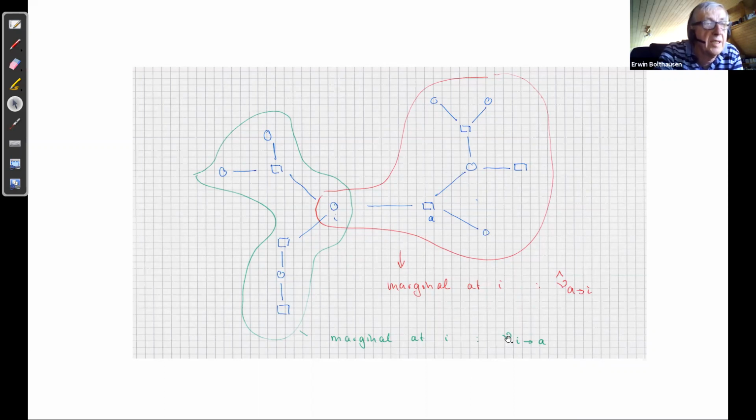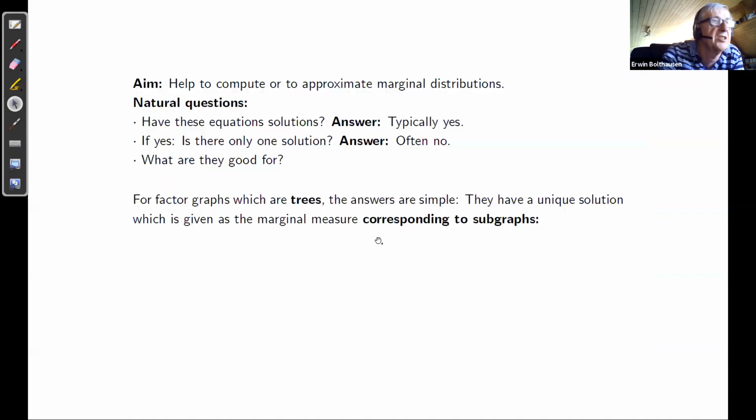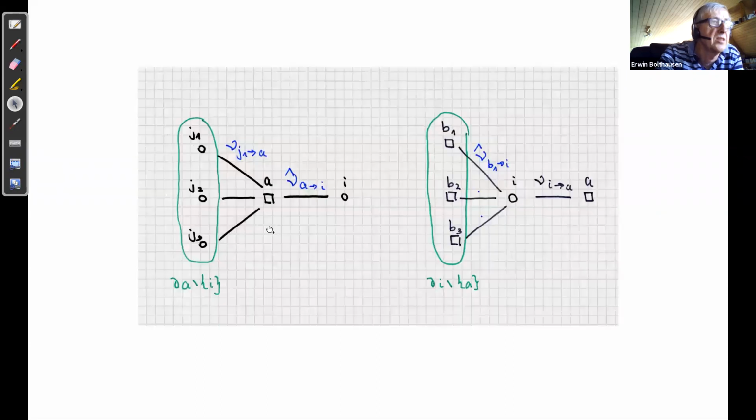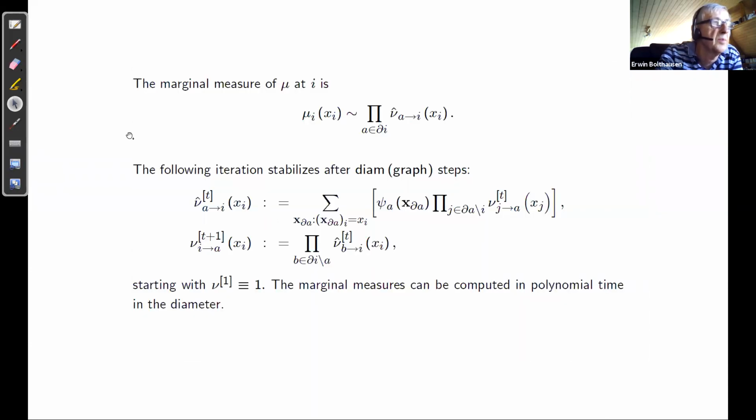Similarly, for the message passing from I to A, I'm just cutting. The term message passing from I to A is used generally, but I don't find it a very good notion, because in principle you are just cutting off the connection between I and A, and looking at the rest of the graph. Then again you compute the marginal at I, and you get this quantity. You can easily check that it satisfies these equations, modulo normalization. That's a simple exercise.